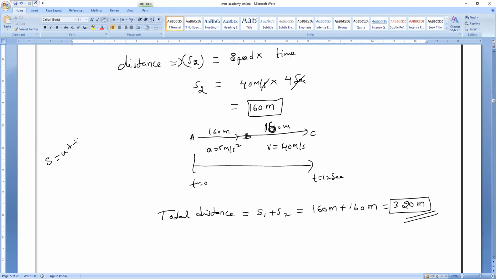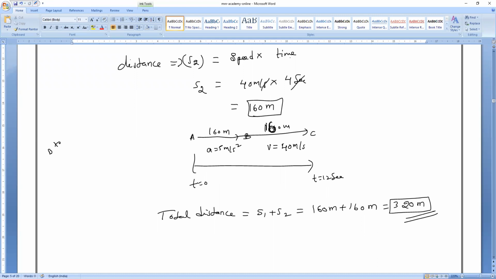S is equal to ut plus half at square. As it travels from initial velocity 0, so the whole term is 0, plus half into acceleration. Acceleration is how much? 5. No, it won't come, Lingesh. We cannot use it. How can you use it? Oh, sorry. No, the initial velocity is 40. Correct, it's not 0.